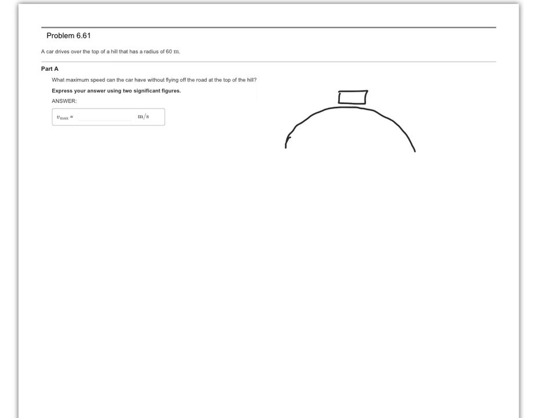So let's start with our forces acting on the car in this case. We have the force of gravity going down. We also have our normal force going up. We are traveling in a circle here still. It's a little bit different than some of the situations we looked at, but going up and over that curve that is circular does count as traveling in a circle. So we're accelerating towards the center of the circle, which is down. There's a really important line here: without flying off the road at the top.